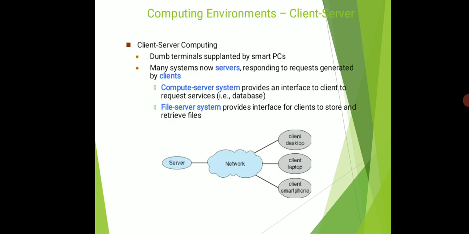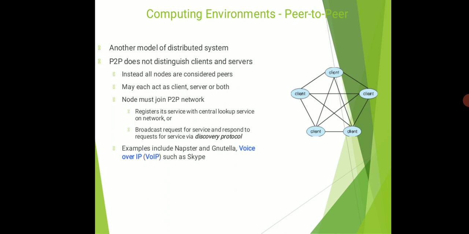Here is client-server computing. The client will give the request, and the server will respond to the request. We have a server, and in between we have a network. The client gives the request, the server gets the request and responds to it. So this is client-server computing. Here P2P does not distinguish clients and servers. Instead, all nodes are considered peers, and each may act as a client, a server, or both. A node must join the P2P network. Here VoIP, a new thing we have seen: voice over IP protocol.